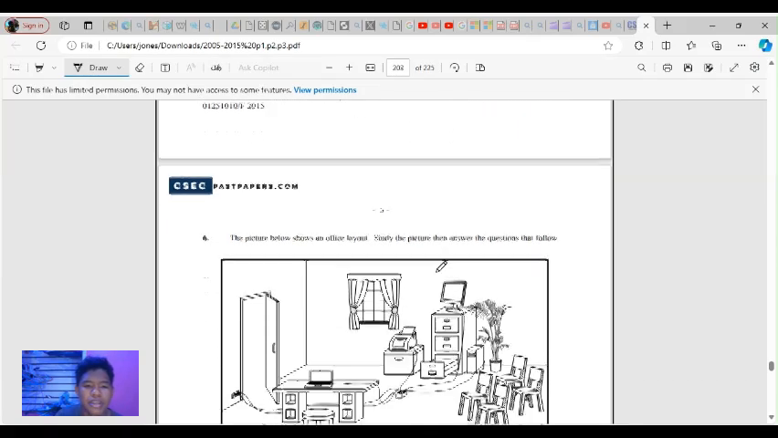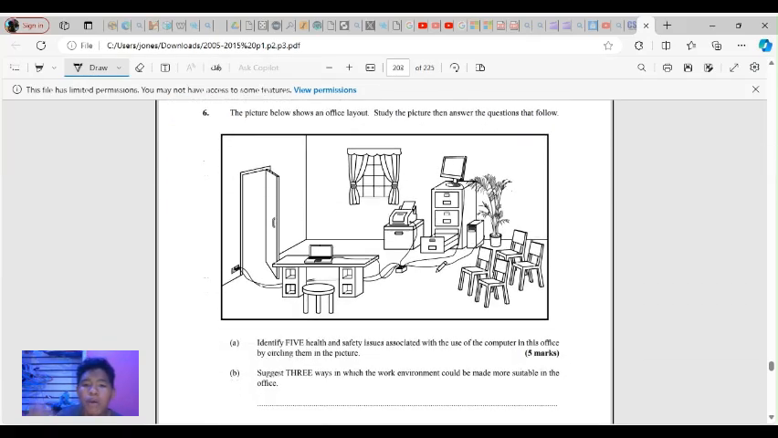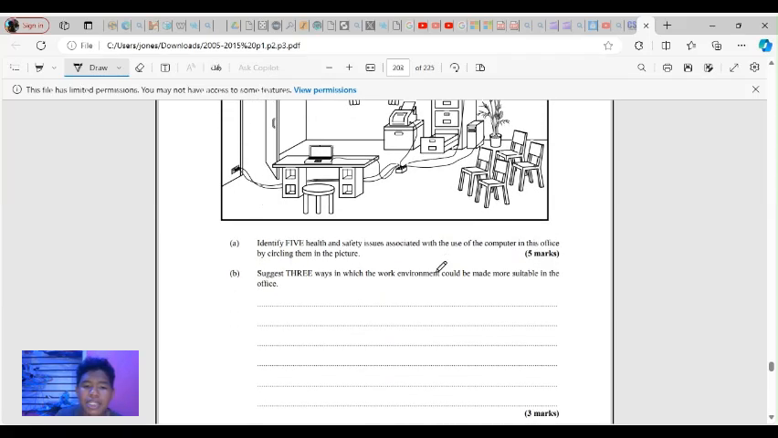Sorry for that. The picture below shows an office layout. Study the picture, then answer the questions that follow. It says A. Identify 5 health and safety issues associated with the use of computer in this office by circling them in the picture.